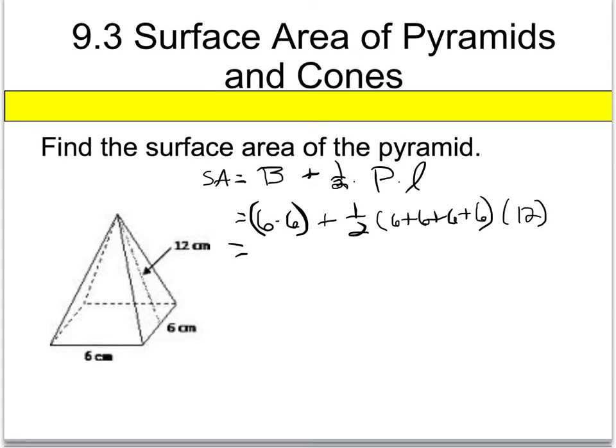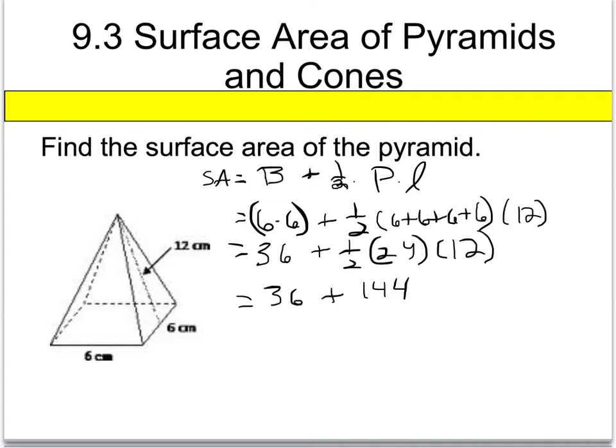So now when we simplify this, 6 times 6 is 36, plus half, 6 plus 6 plus 6 plus 6 is 24. Multiply that times 12. I'm just going to simplify that expression on the right. So we have 36 plus, well, half of 24 is 12. And I hope you have 12 times 12 memorized, because it's going to be 144. In the end, we are going to add these two together, and we come up with our surface area of 180. Now, what is our units?